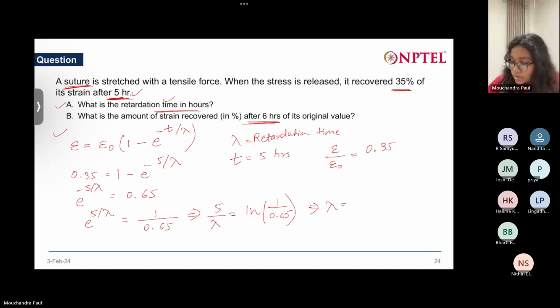and lambda will become 5 divided by ln 1 by 0.65. So what is lambda then? Someone do the calculation in your calculator and let me know what is the value of lambda.